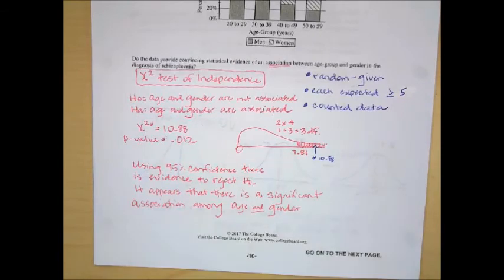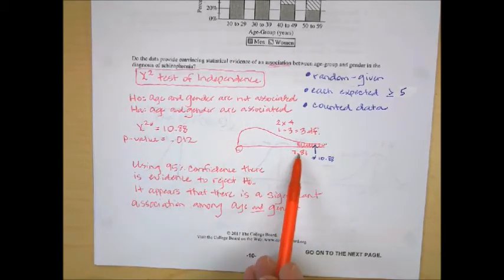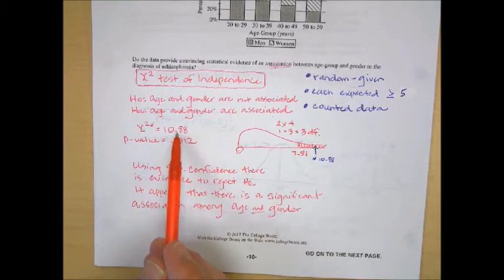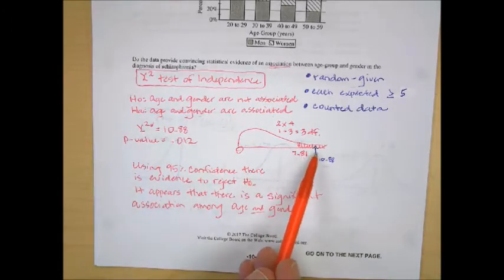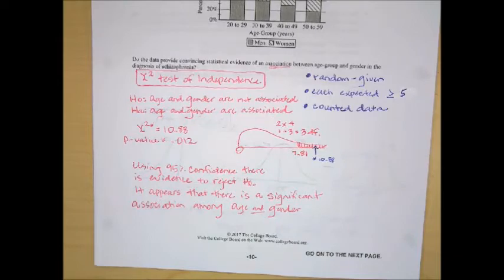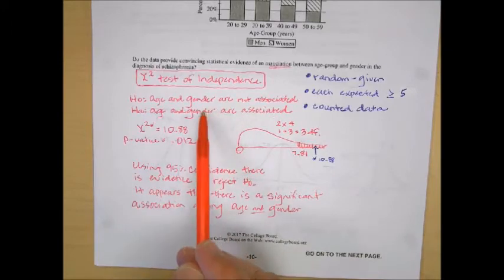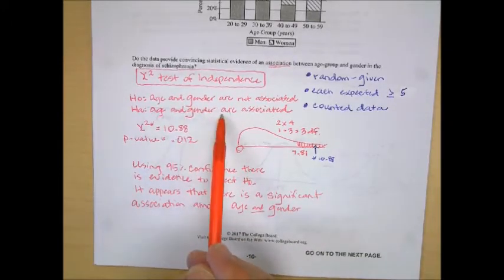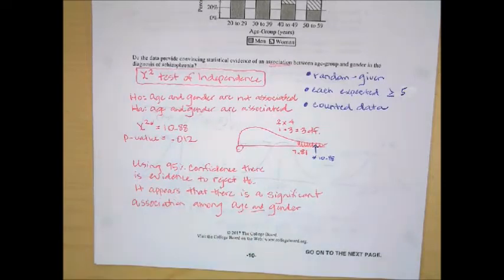So I look on my chi-squared chart, the critical point is 7.81. My calculator tells me 10.88 is the test statistic, so I'm in the rejection region. Okay. The p-value also tells me to reject because it's less than 0.05. So at 95% confidence, there is evidence to reject H0 in favor of HA. And the analysis actually confirms what we initially thought. It appears that there is a significant association among age and gender.